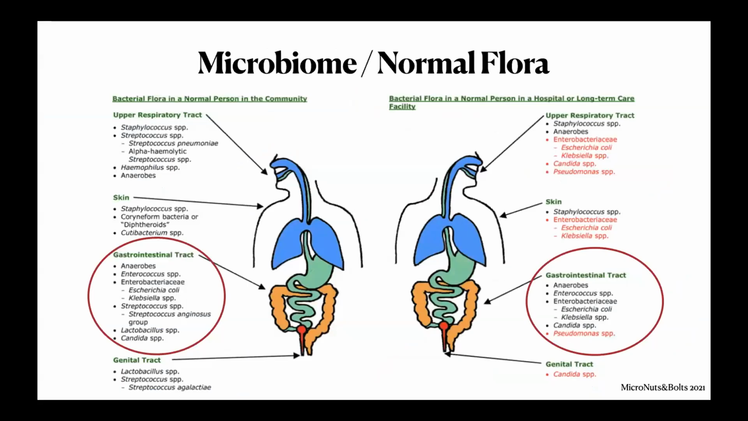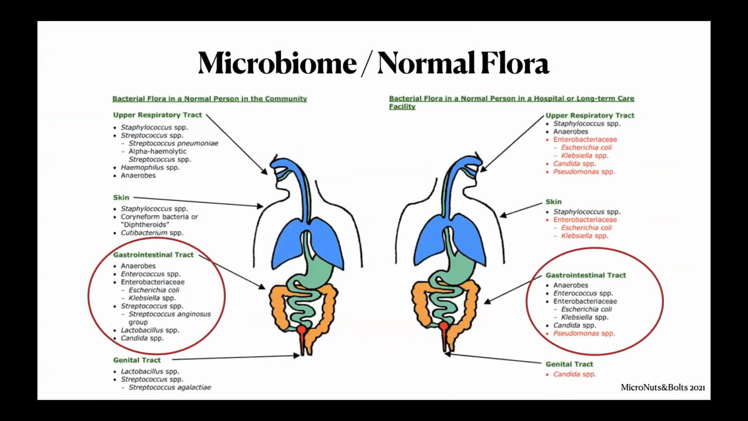So just like with all our other organ systems, there is normal flora that colonizes the gastrointestinal tract. In our instance, we call it the gut microbiome. On the left-hand side, you can see I've circled some of the bacteria as well as the fungi that normally colonize the GI tract in a normal patient who comes from the community.